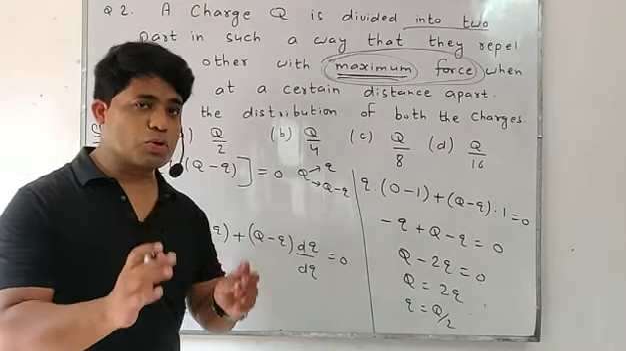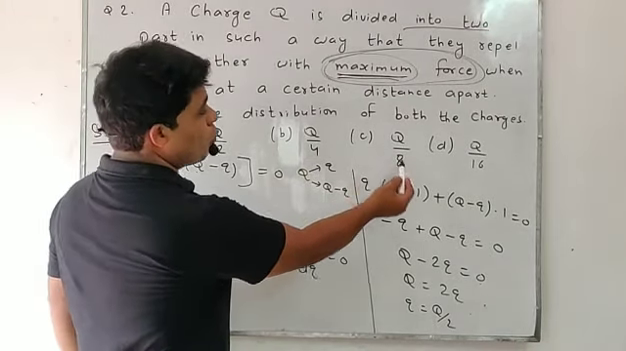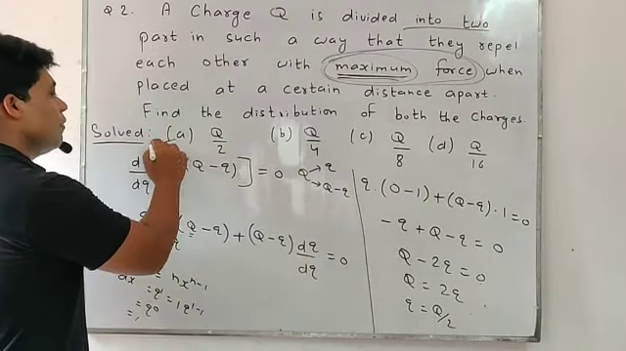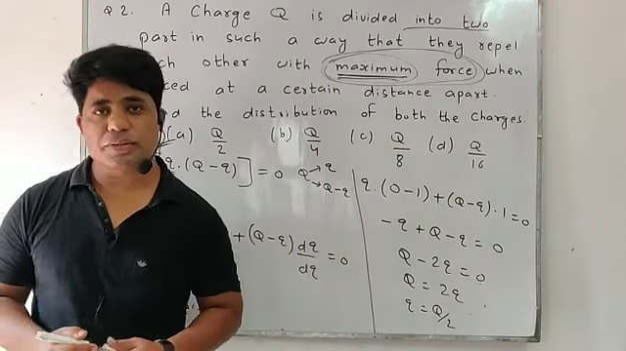So what will be the distribution of charges? Suppose you are having 4 options: Q by 2, Q by 4, Q by 8, Q by 16. So A will be the correct option, Q by 2. In this way we can find the distribution of charges.